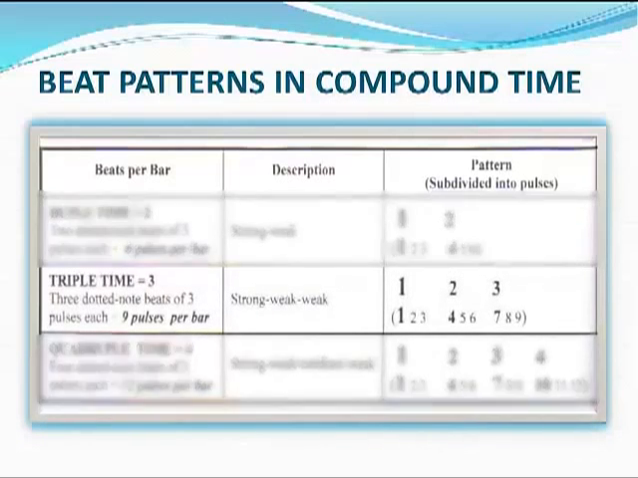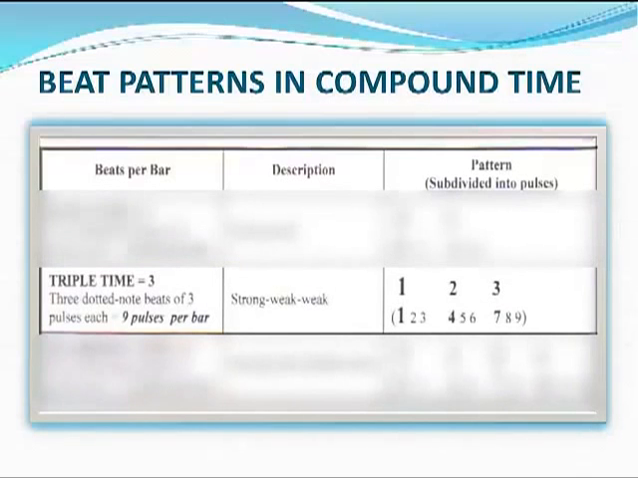In simple triple time, we had strong, weak, weak, or 1, 2, 3, 1, 2, 3. In compound time, we still have 3 unit beats and 9 pulses. However, the 9 pulses are then grouped together to make 3 beats.